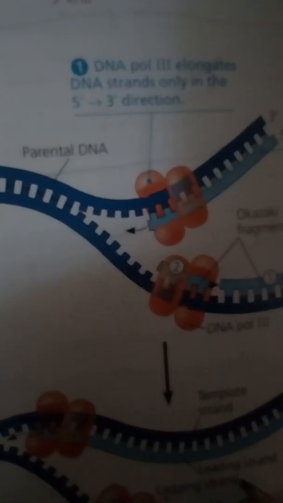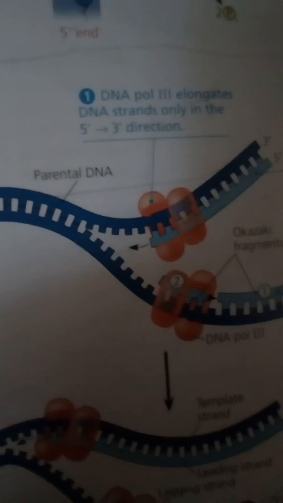DNA ligase also joins Okazaki fragments by forming a bond between their free ends. This results in a continuous strand. Overall, notice the overall direction of replication.